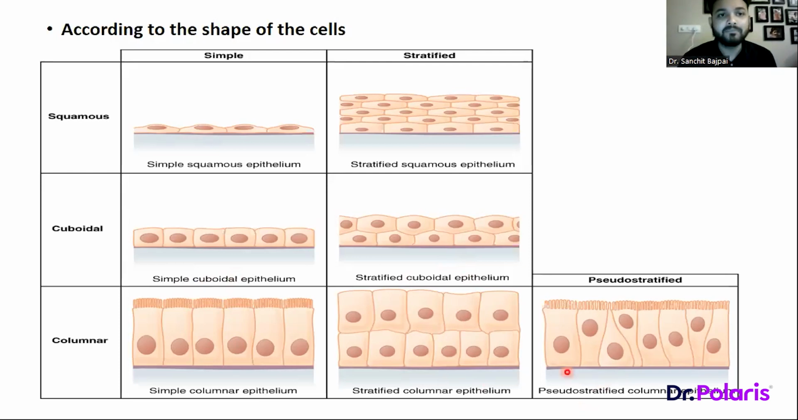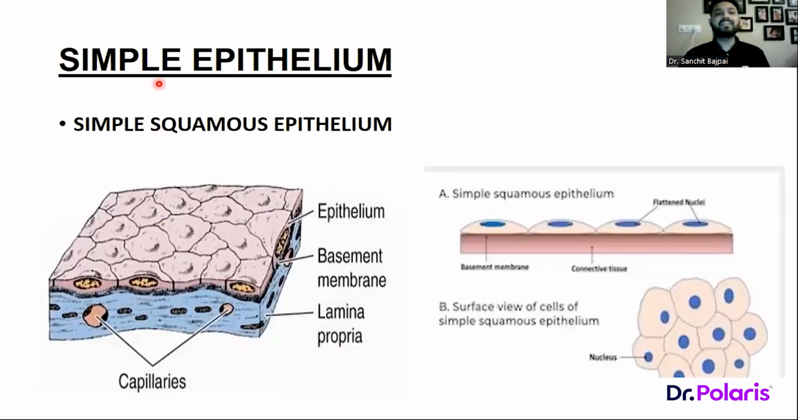Okay, so just remember, on the basis of shape, layers, and function, you have three categories in which you can differentiate these kinds of epithelia. Now let's take up one epithelium at a time, and I'm going to show you various examples and how to see these slides and how to actually gain knowledge of what has happened to the patient.